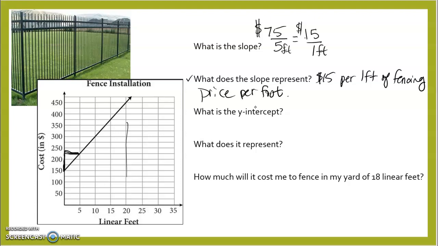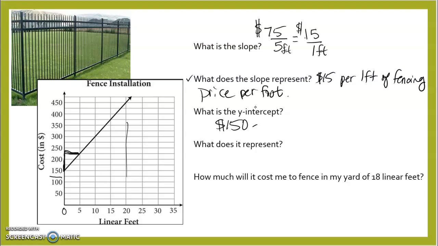Our y-intercept here, that's where it crosses the y-axis, that's 150. And in this case, what do we think that represents? Look, it's above the 0. So at 0 feet of fencing, the customer has to pay $150.